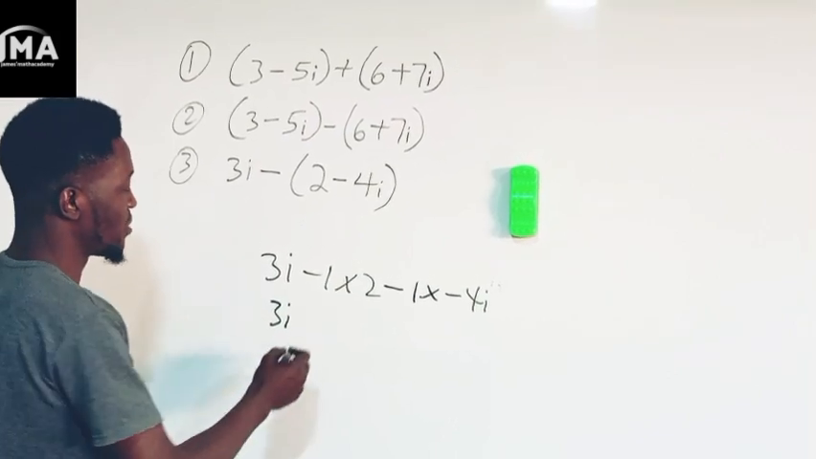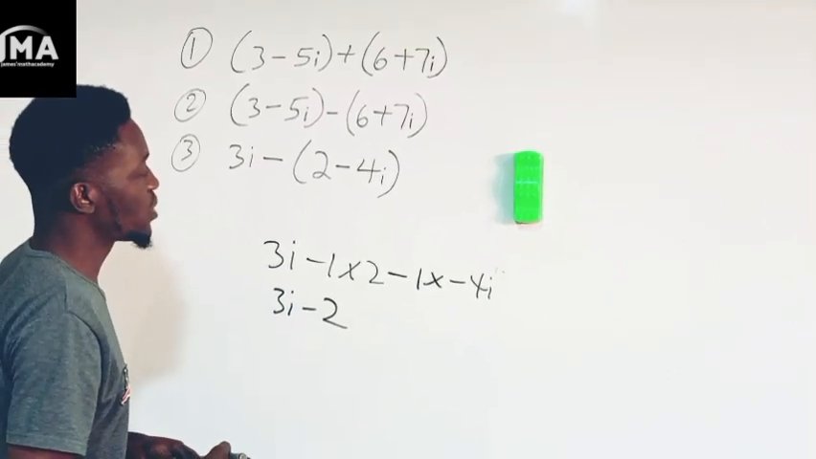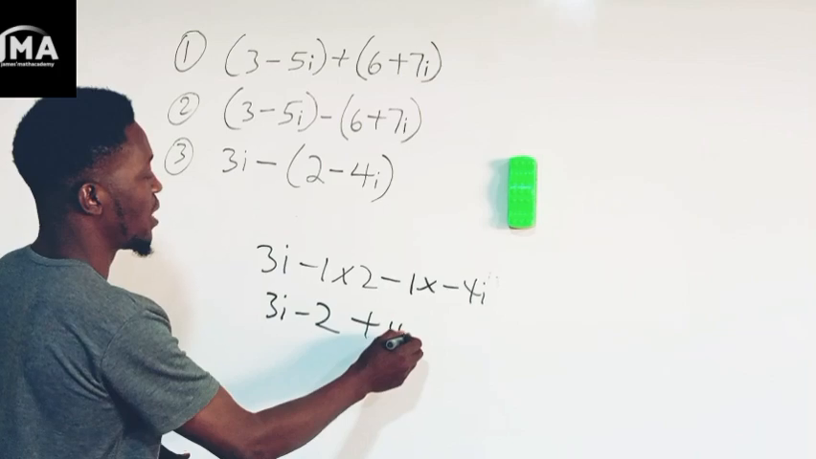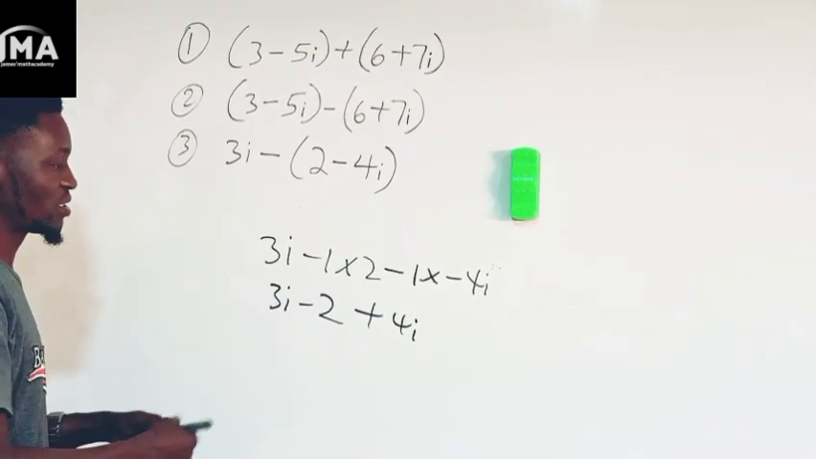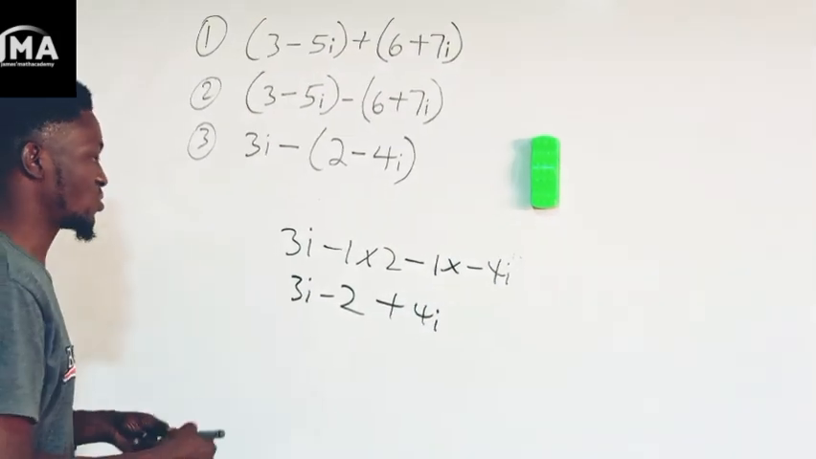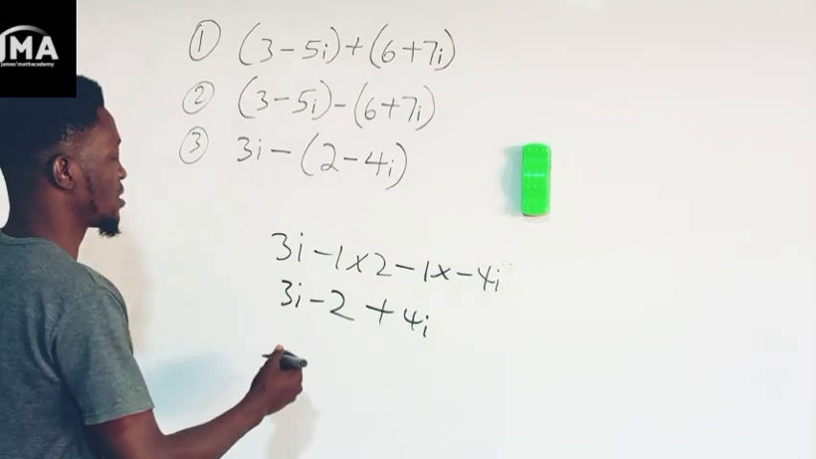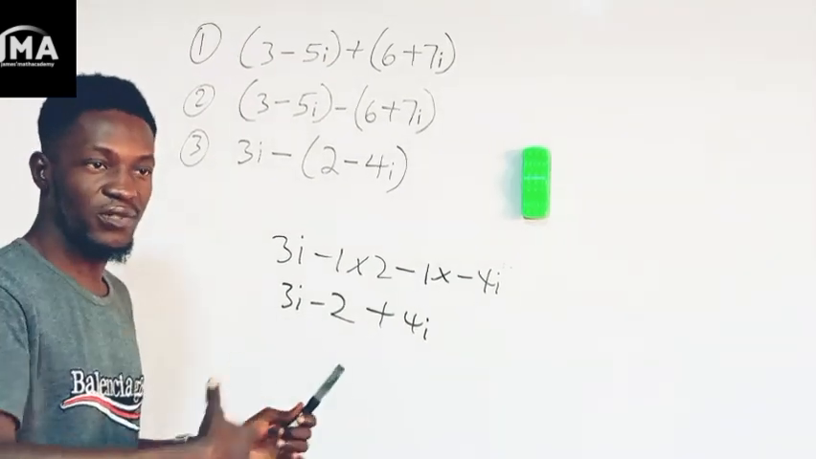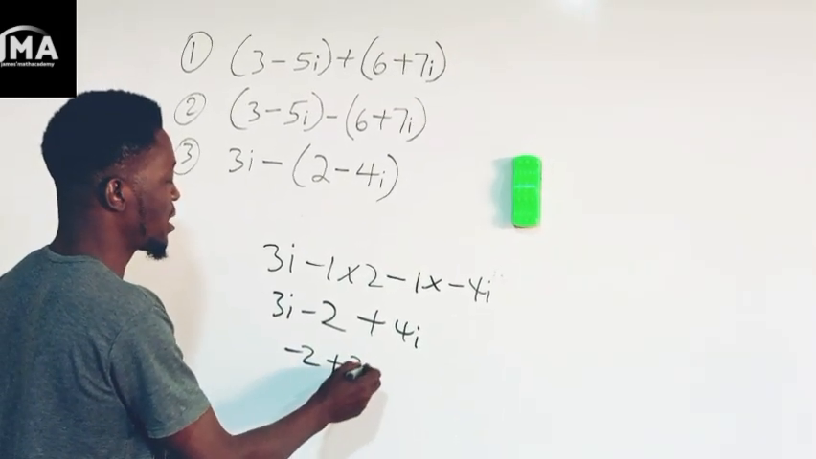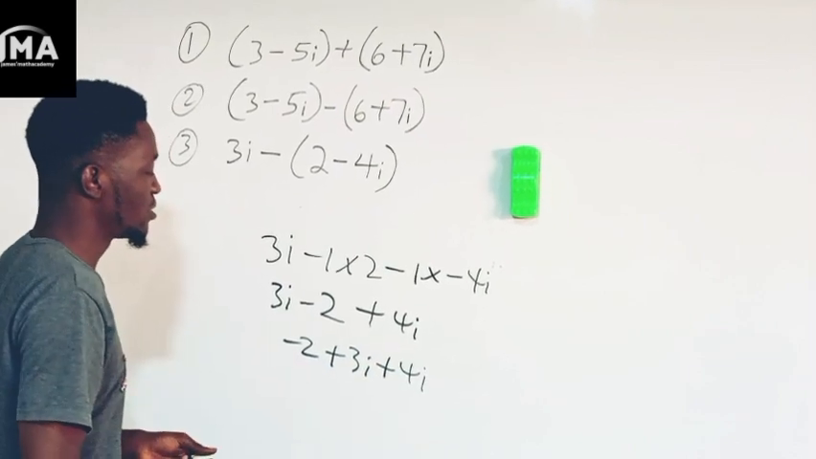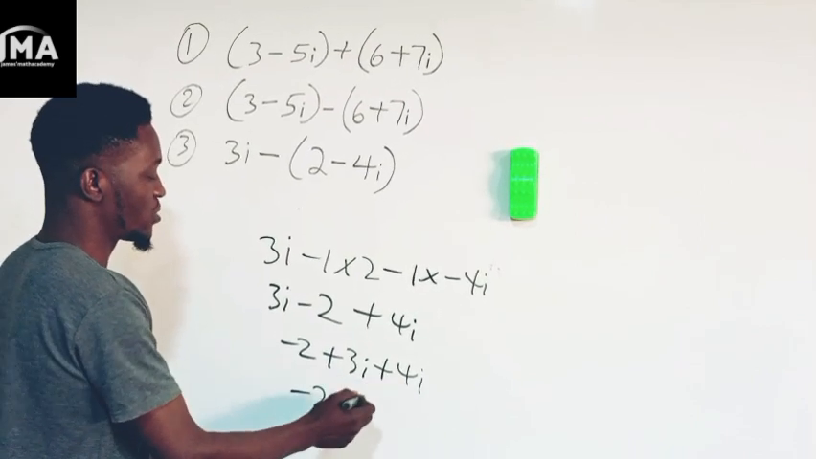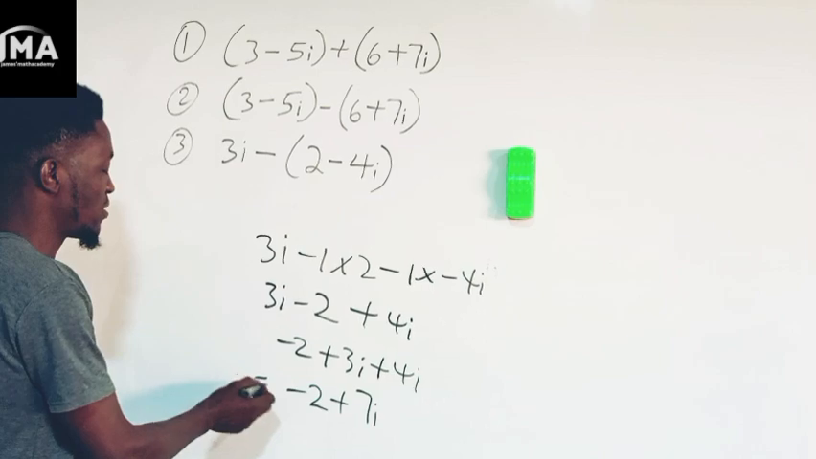So you're going to have 3i. Minus 1 times 2 is equal to minus 2. Minus 1 times minus 4i gives you plus 4i. The only thing we can do is collect like terms, because we have different terms in this expression. I start with the number before the i: minus 2 plus 3i plus 4i. Adding them together, 3i plus 4i gives 7i. So the final answer is minus 2 plus 7i.